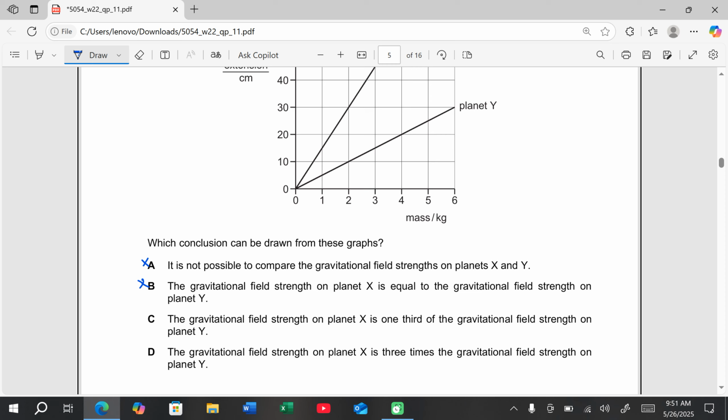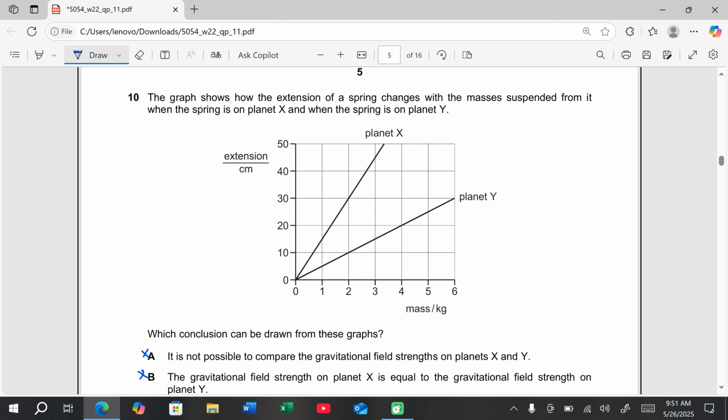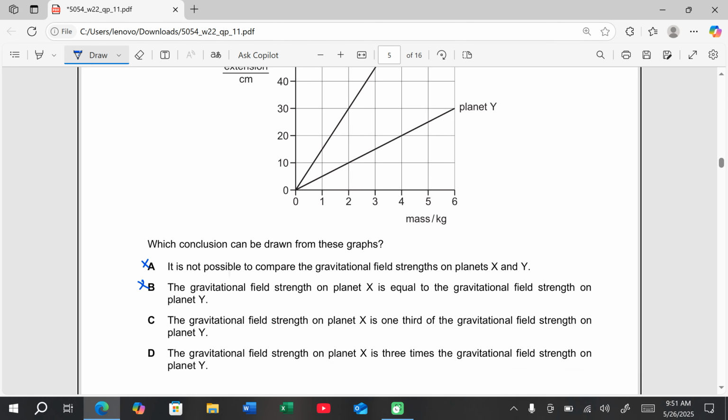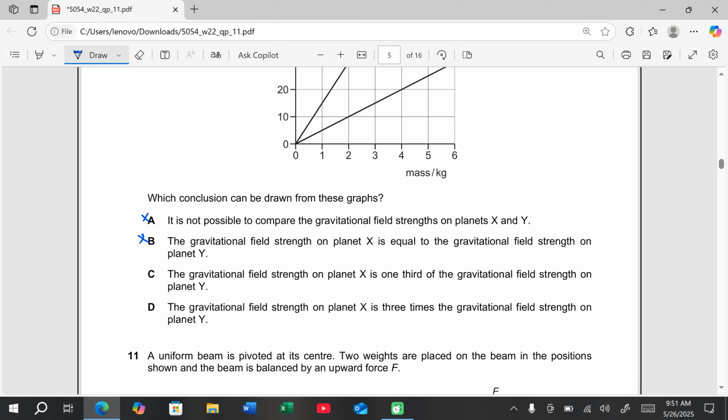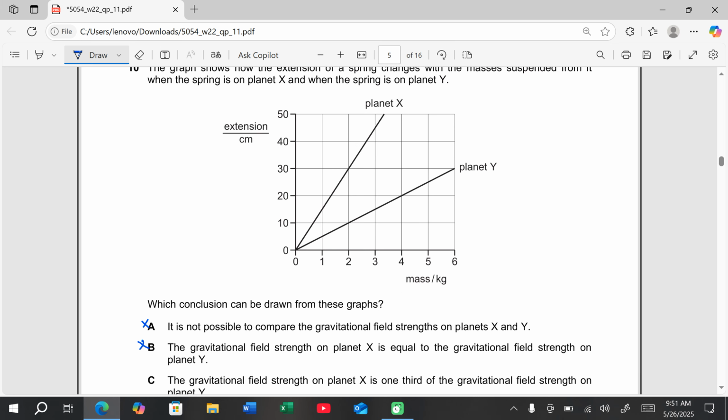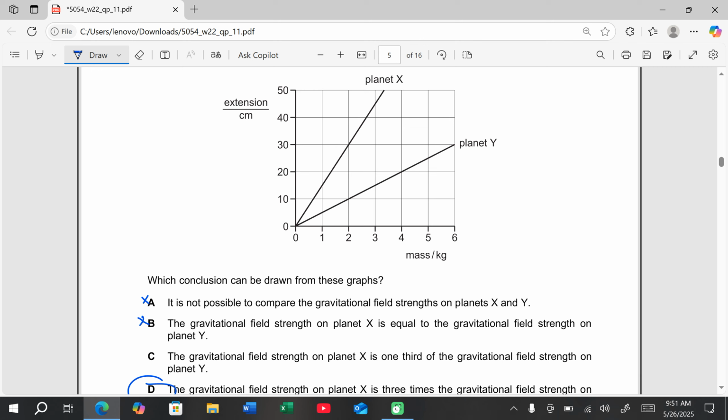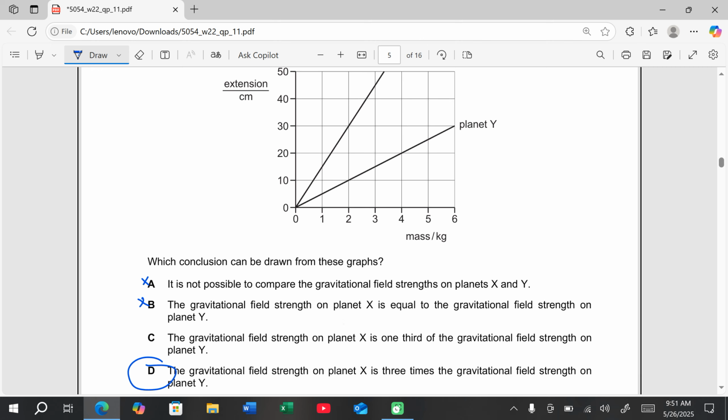X should have been in the denominator. The gravitational field strength on the planet is 3 times? Yes, that's because it is an extension-mass graph, so that's why the gradient should be greater.